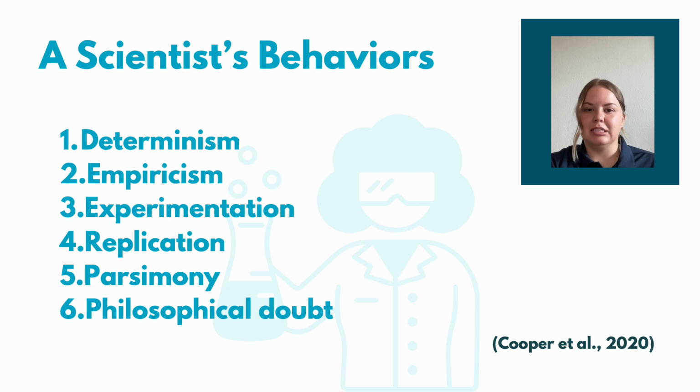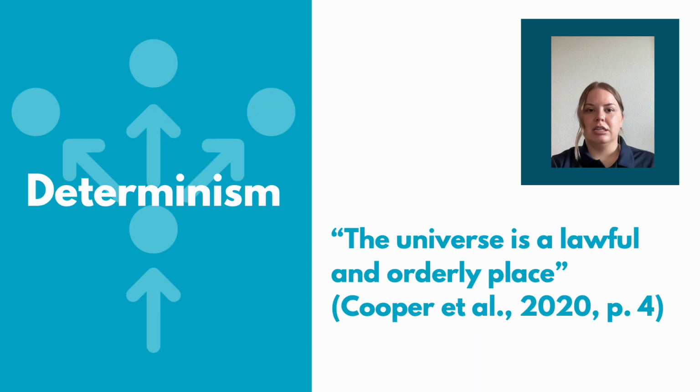We've talked about what science is, we've talked about description, prediction, and control, and now we'll talk about the behaviors of a scientist. We have determinism, empiricism, experimentation, replication, parsimony, and philosophical doubt, and we'll dive into each of these. Determinism states that the universe is a lawful and orderly place.